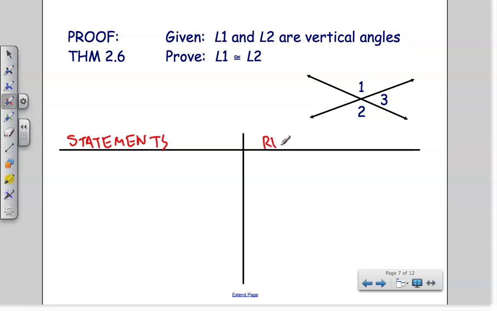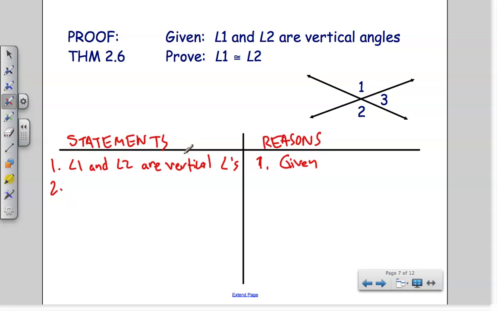So my statements and reasons. I start out with my given: angle 1 and angle 2 are vertical angles. And in step 1, you start with what's given. There's got to be something else from the picture, because right now I'm pretending I don't know that vertical angles are congruent. I'm trying to prove that they are. Why would 1 and 2 have to be congruent?